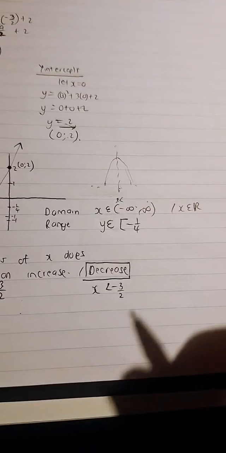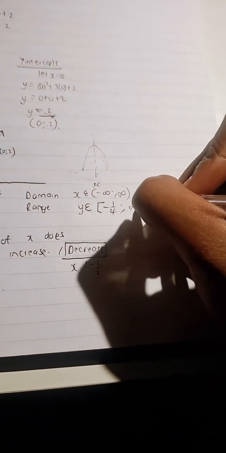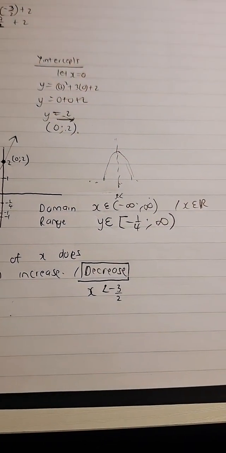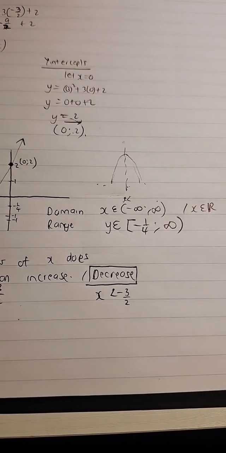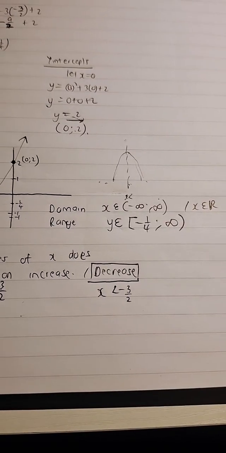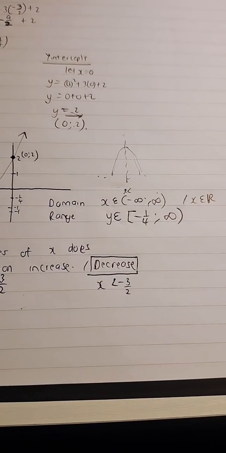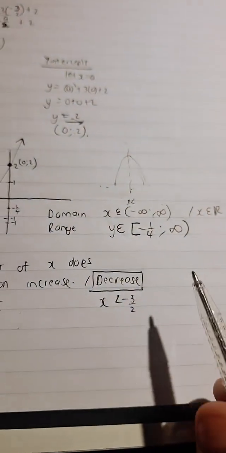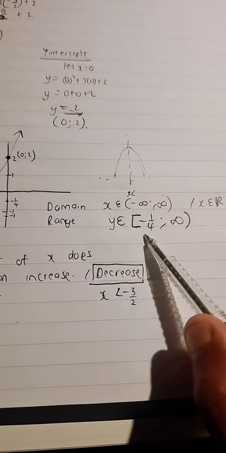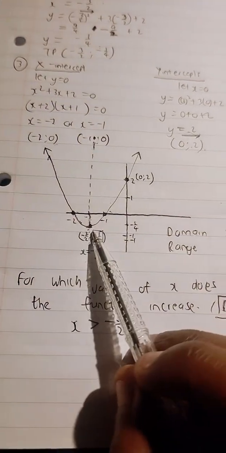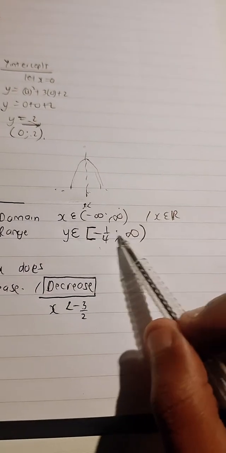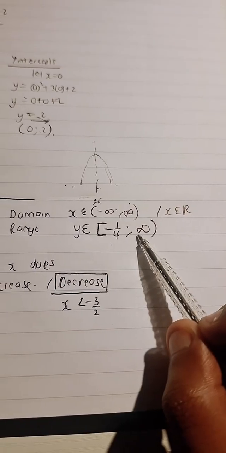Square brackets. Negative a quarter to infinity. Open brackets. Okay. Wild Wonder Boy says you answered a long time ago, but the answer was not correct. Okay, we use square brackets, not open brackets, from negative a quarter to infinity if you decide to write your answer in interval notation. That's how you go about it.